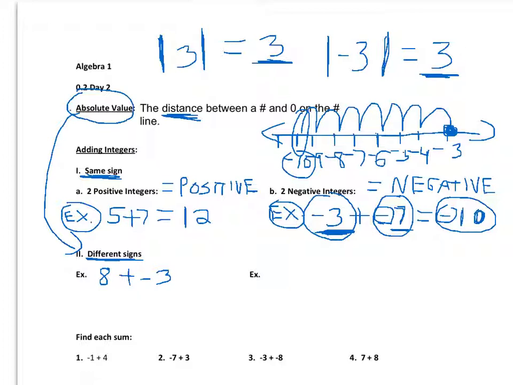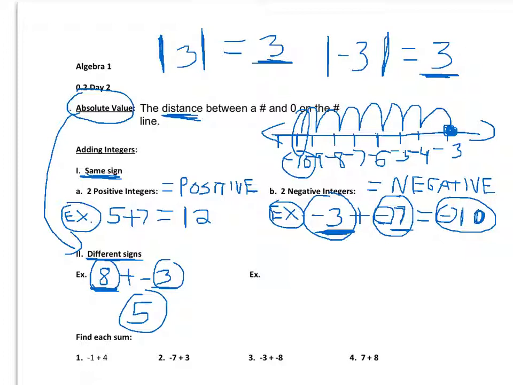Well, if I take the difference, I'm just going to look at this. If I take the difference of 8 and 3, that gives me 5. And the answer is going to be left with the sign of the one with the bigger absolute value. 8 has a bigger absolute value than negative 3, and 8's positive, so that's my answer.